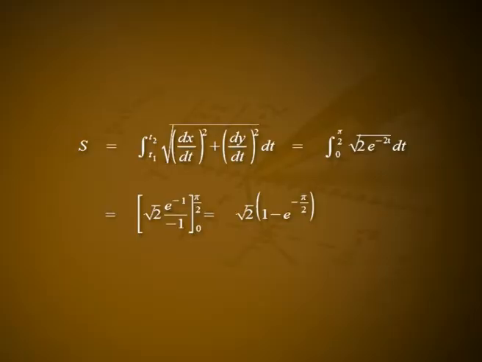Length of the curve S = integral from t1 to t2 of the square root of (dx/dt)² + (dy/dt)² dt = integral from 0 to π/2 of the square root of 2e^(−2t) dt, which is equal to √2 times e^(−t)/(−1) between the limits 0 and π/2, which is equal to √2 (1 − e^(−π/2)).